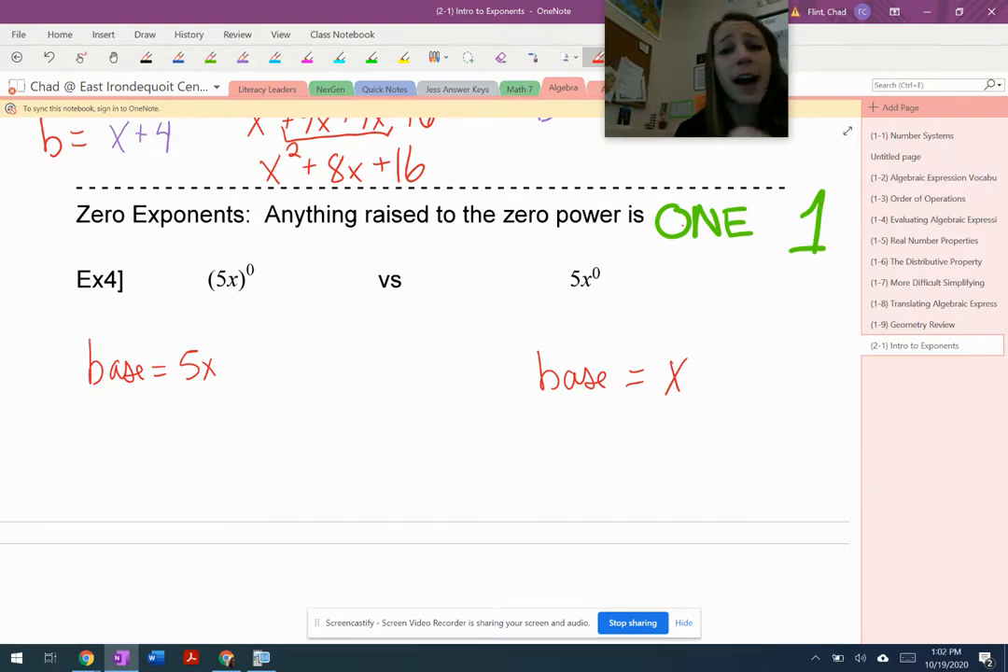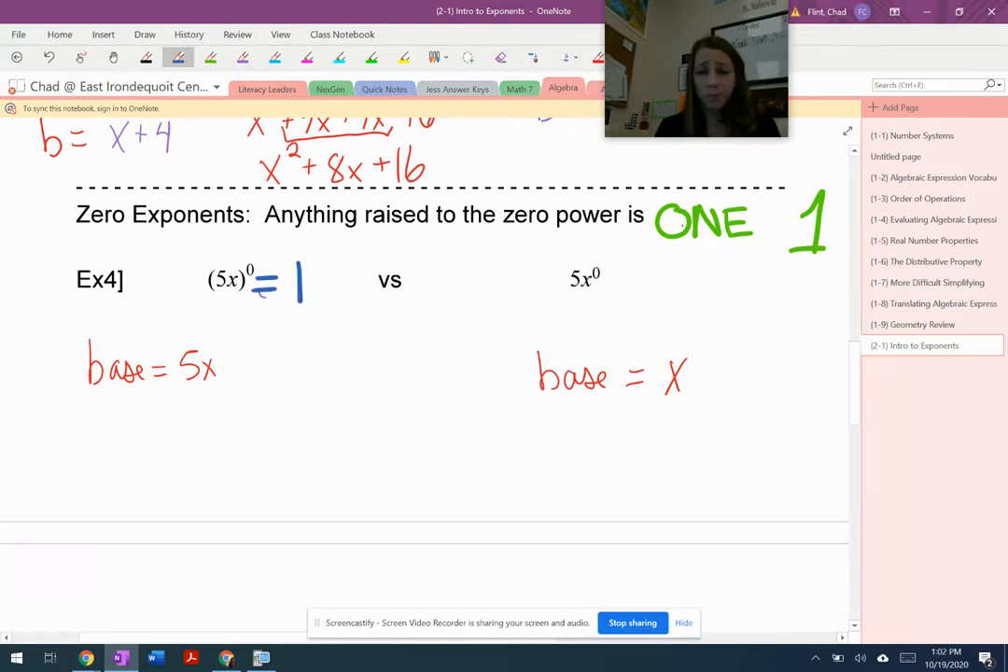So if we simplify these, 5x to the 0 power, well, we know that anything to the 0 power is 1. Both of those pieces are being raised to the 0 power, so that whole expression is just equal to 1.